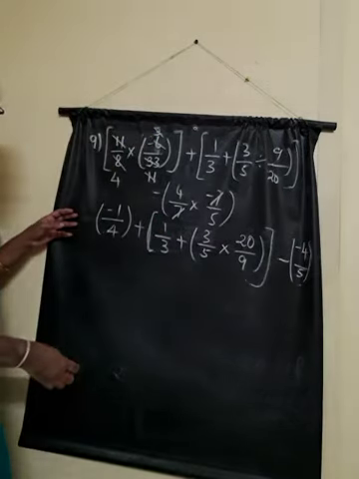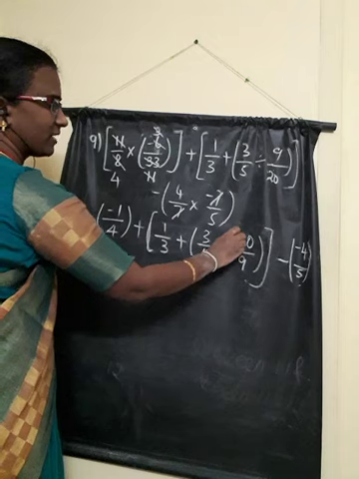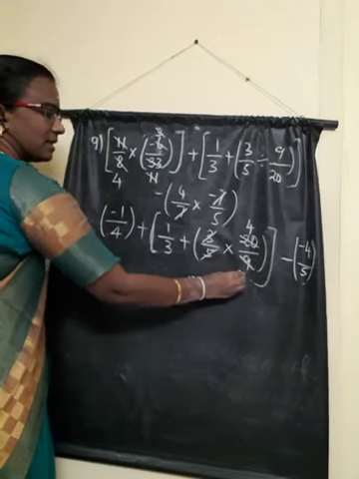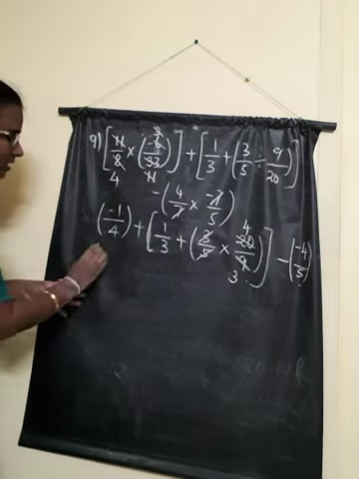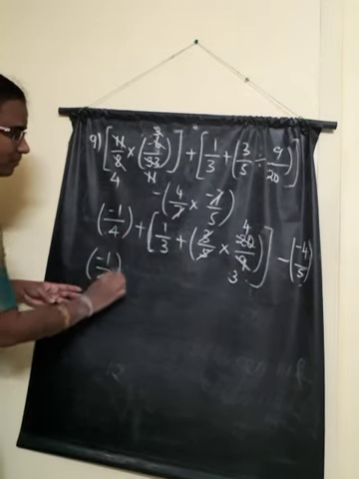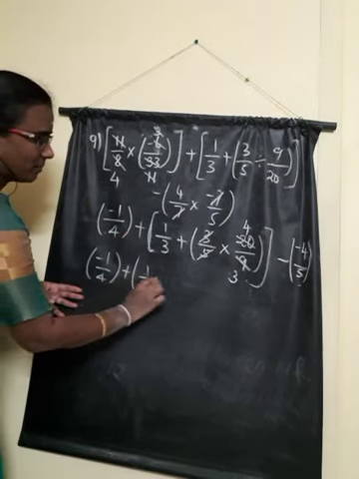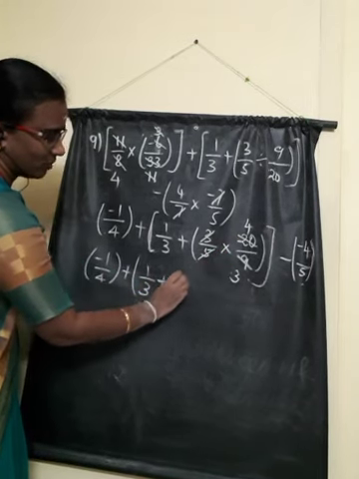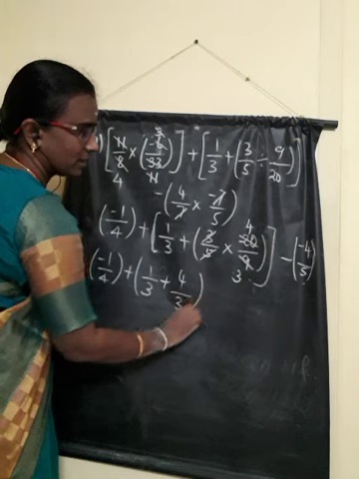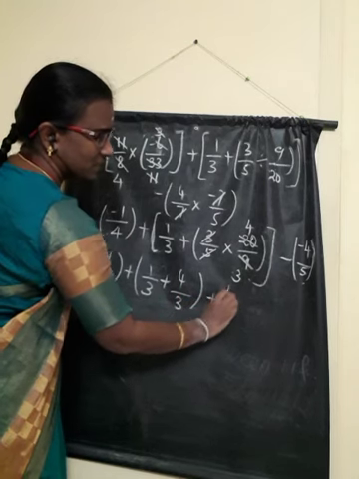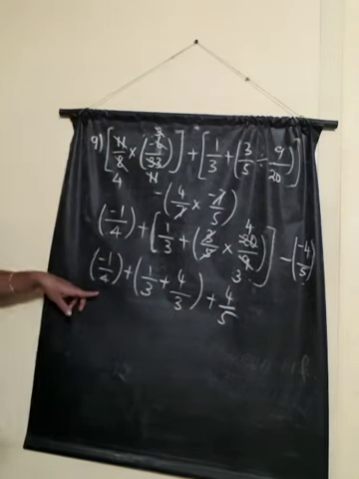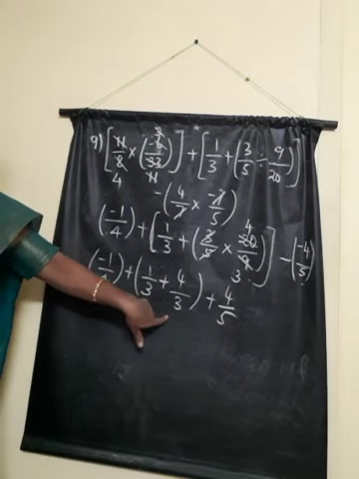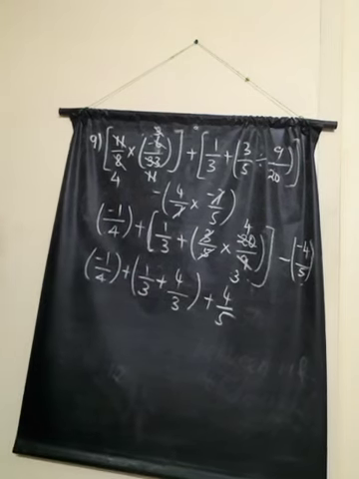Minus 4 by 5. Here 1 5s are 5, 4 5s are 20. 1 3s are 3, 3 3s are 9. Here minus 1 by 4 plus 1 by 3. Here remaining in the numerator is 4. Here 3, minus into minus is plus. So 4 by 5. Minus 1 by 4 plus 1 by 3 plus 4 by 3 plus 4 by 5.